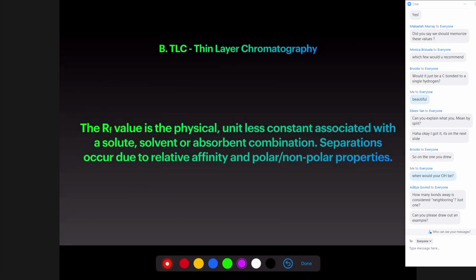The RF value is the physical unitless constant associated with a solid, a solvent, or absorbent combination. Separations occur due to the relative affinity and polar or nonpolar properties.